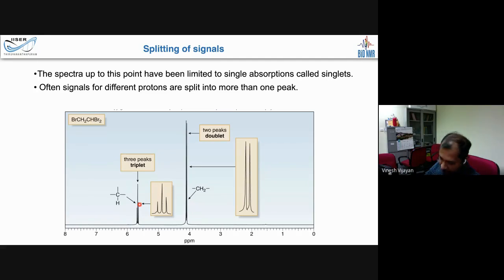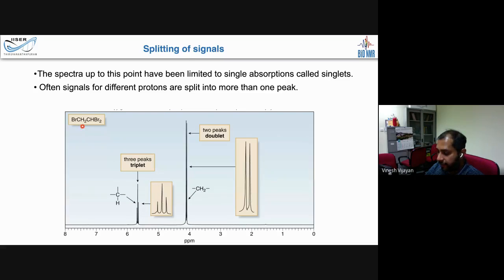This hydrogen, that is deshielded because there are 2 bromines attached to it, is coming around 5.8 ppm. That is a triplet. You see 1, 2, 3 peaks there. So rather than seeing a single peak, you have 3 peaks. And if you zoom in, you see the pattern also like this. This is the triplet peak, and this is a doublet peak. Okay, so why do they come? That is because of splitting or coupling between the hydrogens. This hydrogen is coupled to this hydrogen, and of course, vice versa. So these hydrogens will be coupled to this, and this hydrogen will be coupled to these hydrogens.